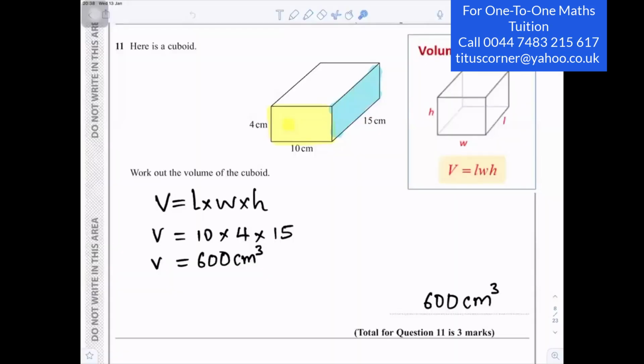Question number 11. Here is a cuboid. Work out the volume of the cuboid. I've put on the top right-hand side the formula to find the volume of a cuboid, which is given by the length times the width times the height. So the volume of the cuboid is 15 times 10 times 4. Multiply all those three numbers and you get 600 cubic centimeters.